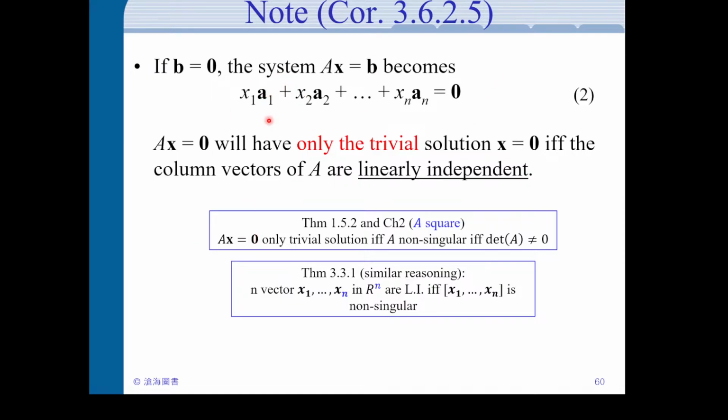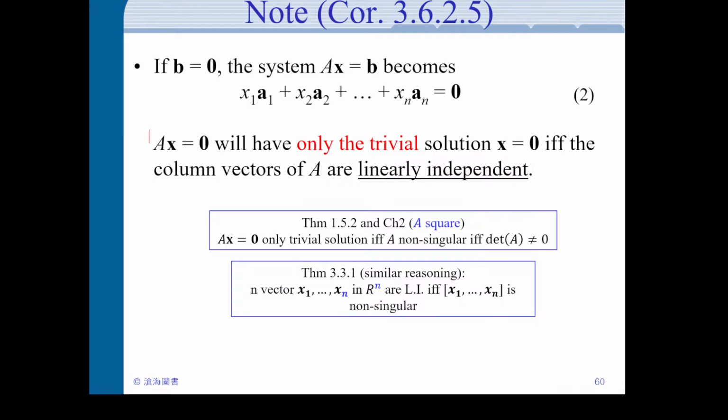So this homogeneous equation equal to 0 has a non-trivial solution. We know this always has the trivial solution of x equal to 0. And it only has the trivial solution if and only if those columns, those vectors, are linearly independent. So we just reinterpreted this equation: Ax equal to 0 only has the trivial solution if and only if the column vectors are linearly independent. This is very important.